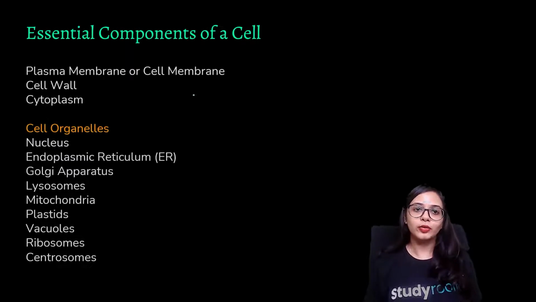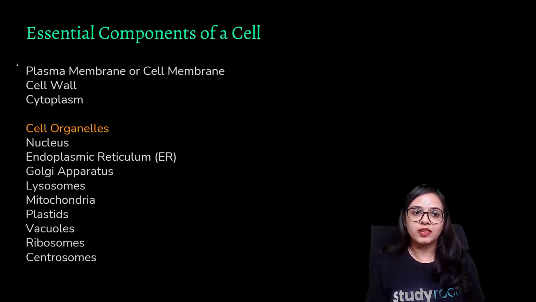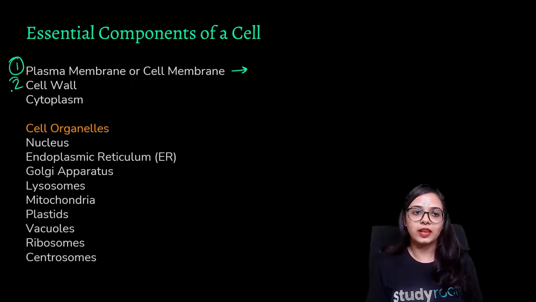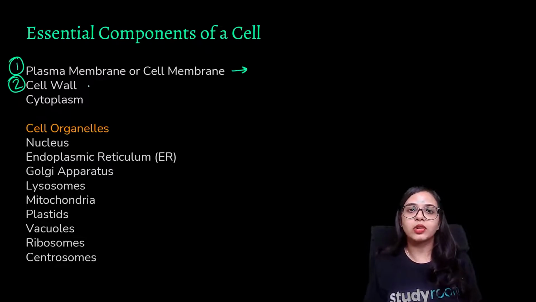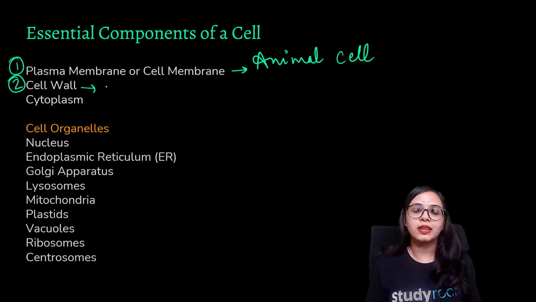First of all, before diving into the cell membrane, let's study the essential components of a cell. Of course, there is the plasma membrane or the cell membrane, which we will be learning in detail in this part. Then there's the cell wall. This is also an outer covering, but while the plasma membrane is present in the animal cell, and is the only single membrane covering the animal cell, the cell wall is an additional membrane that plants have.